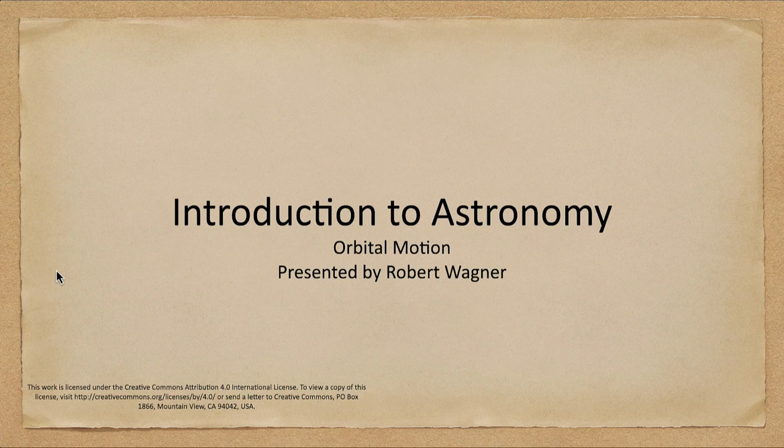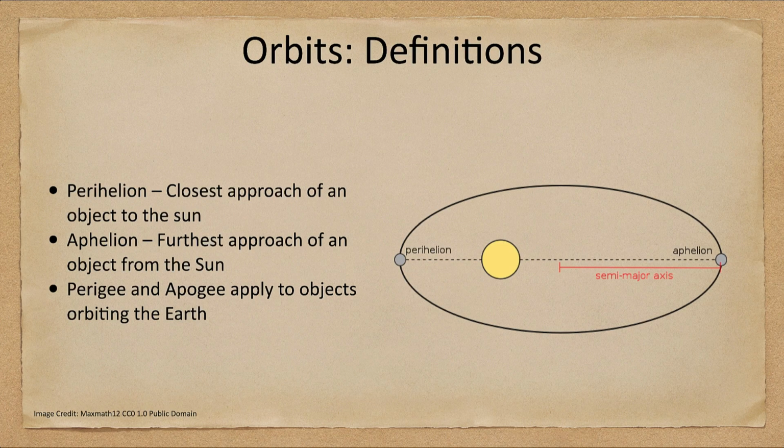Let's give some definitions here first of all. I've mentioned some of these before, but let's go ahead and look at them again. Perihelion is the closest approach of an object to the sun. So anything orbiting the sun will have a perihelion. Earth will be closest to the sun at its perihelion, which is in January. Now aphelion is the furthest an object is from the sun. Aphelion for Earth would be in July. That's when we're furthest away from the sun.